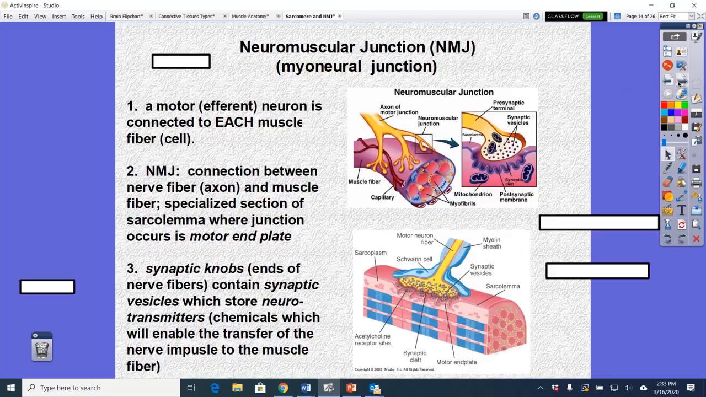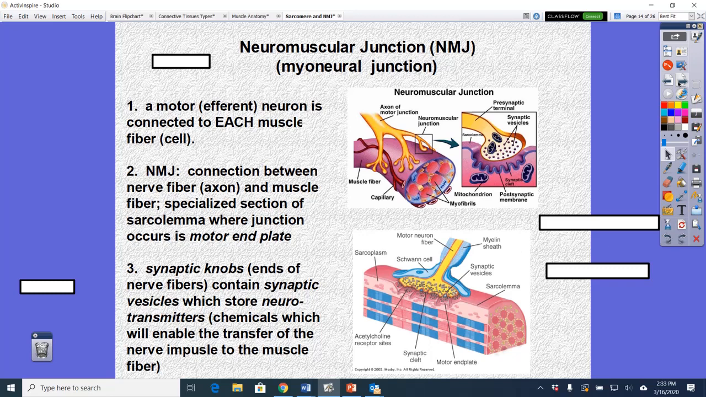So let's look at definitions first. Again, we are looking at a motor neuron. Motor means movement, and efferent means that we are on the efferent side of the reflex arc. We are going towards an effector. A motor neuron is going to be connected to each muscle fiber. That seems like a lot, but if a motor neuron is not connected to a muscle fiber, then it can't get a message to contract. There's no way that it can be told to contract. So, again, each muscle fiber has a motor neuron which is stimulating it.